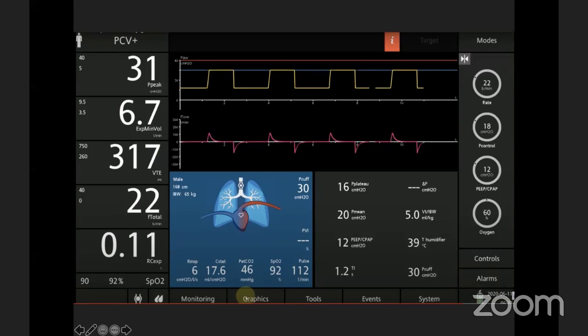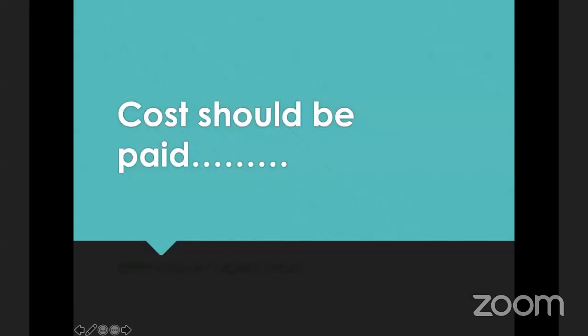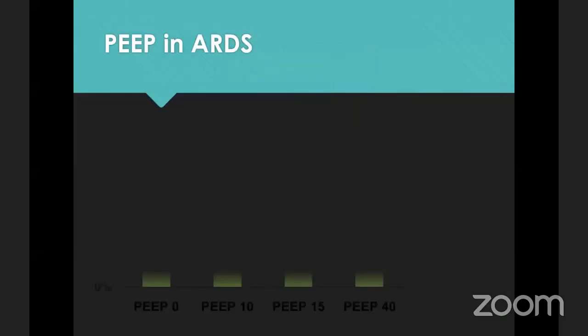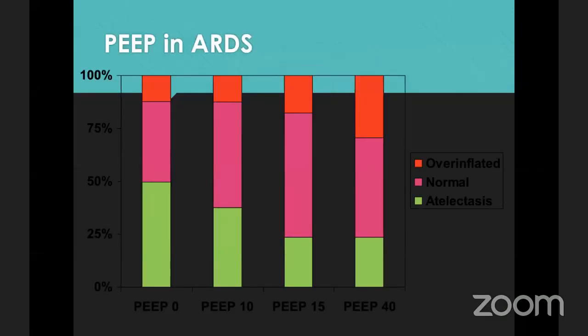So to reduce, sorry, to reduce the CO2, you need to increase the RR, the respiratory rate, or you need to increase the tidal volume if the plateau pressure is allowing you. The cost should be paid, usually the permissive hypercapnia. If the pH is above 7.2, it will be okay. So, PEEP in ARDS, this is the difference.